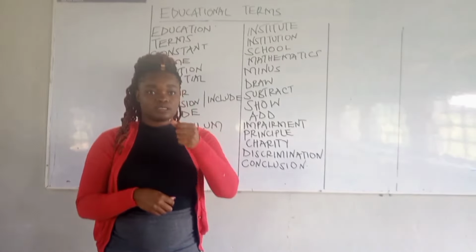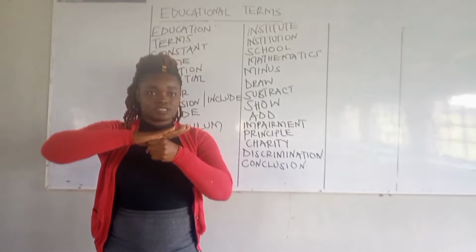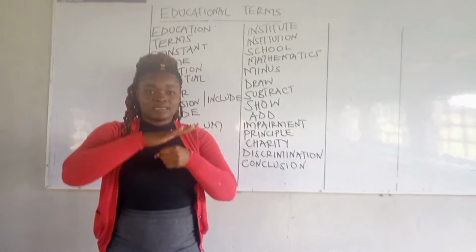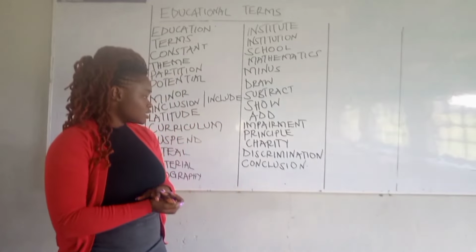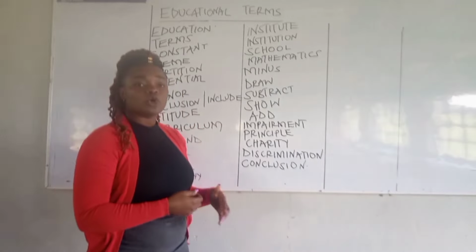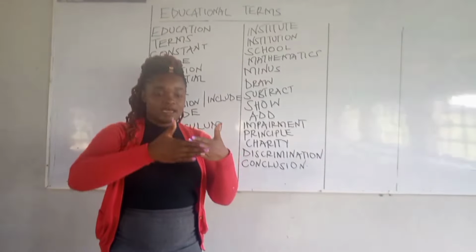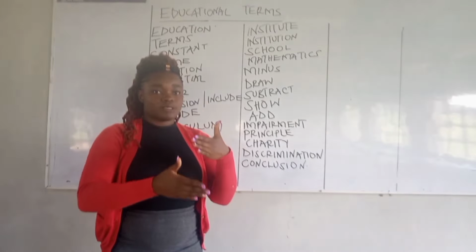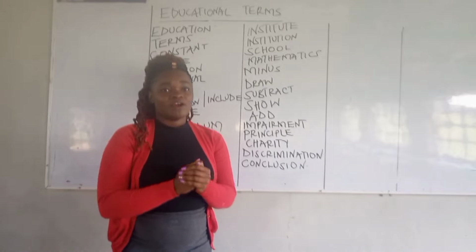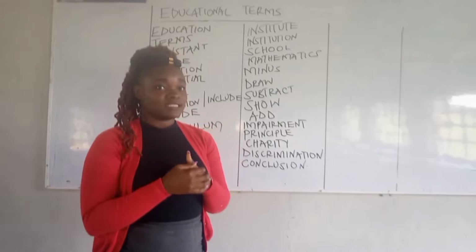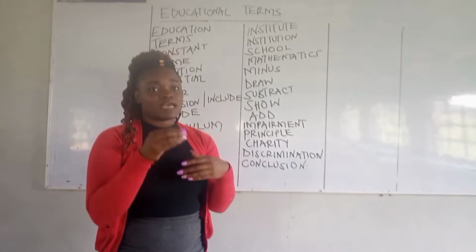Discriminate, we shall use clenched, and then with this one, open palm, you discriminate someone. Then next and lastly, we have conclude. Conclude, we shall use the open palm facing you and the other hand, complete. Or conclusion.